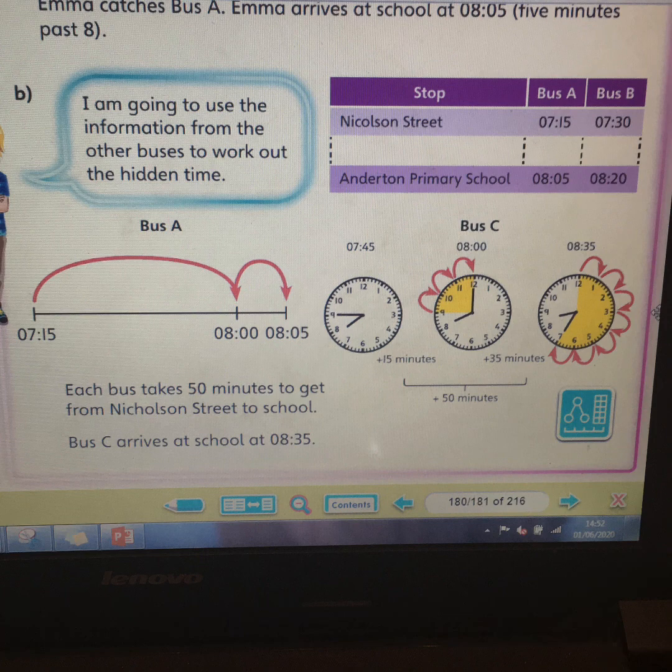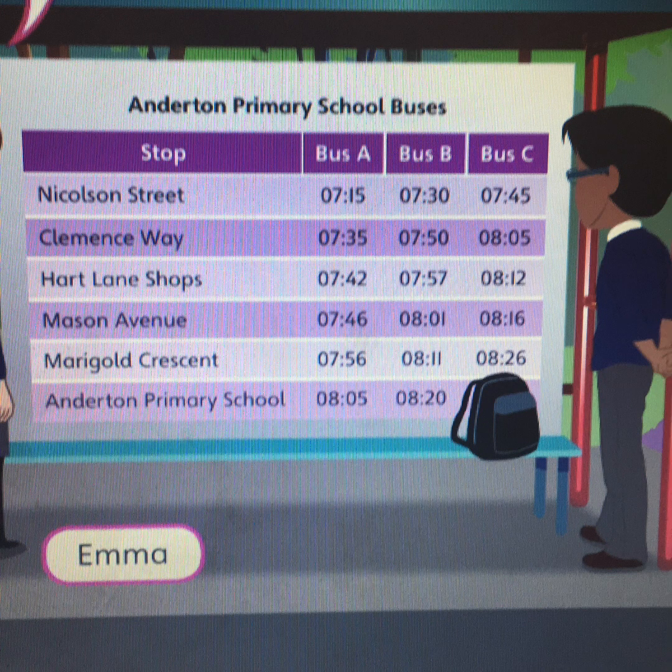Bus C starts at 7:45, and we need to add on 50 minutes. So you can see this on the clocks on the right. So we can add on 15 minutes to get us to 8 o'clock. And then how many minutes do we need to add? If we need to add 50 altogether, we've already added 15. So we add another 35. So this bus would get to school at 8:35.